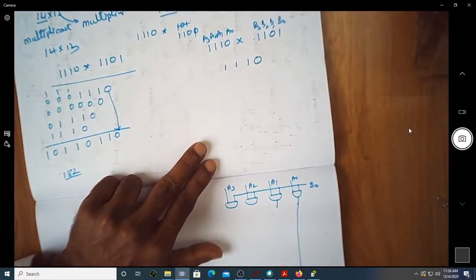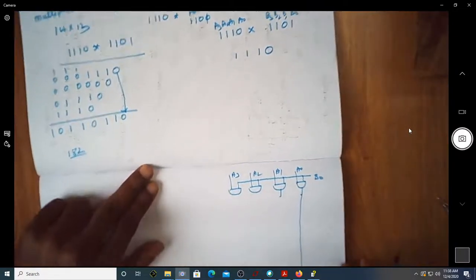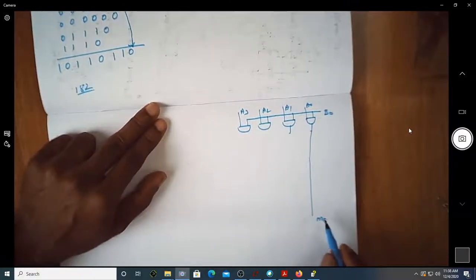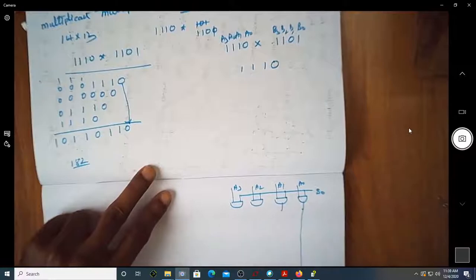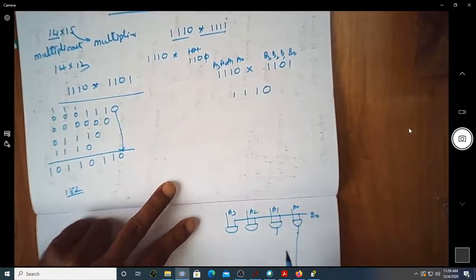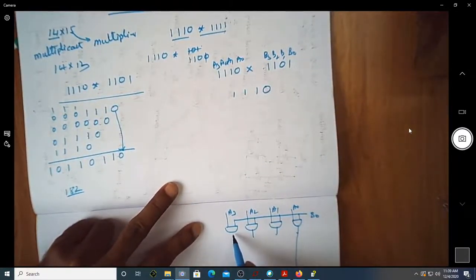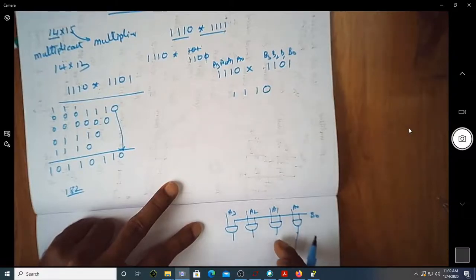As we saw here, this was my final output, so this happens to be the LSB of the product. So let me call it product 0, p0. This is what I am getting directly from the AND operation. So we are done with this one partial product that we have.